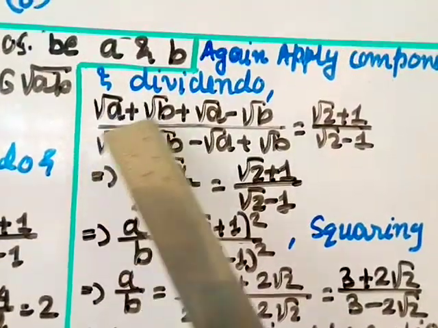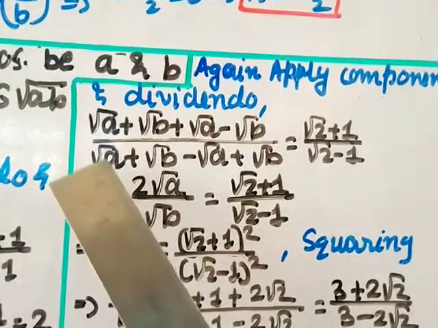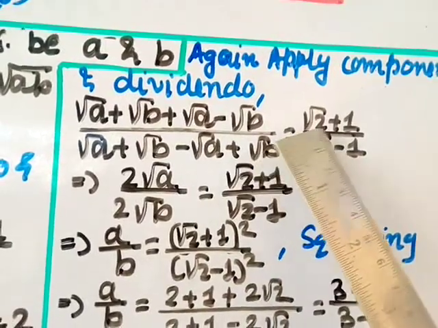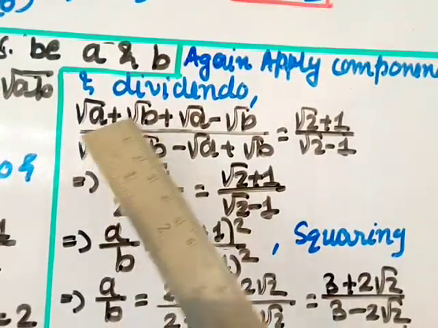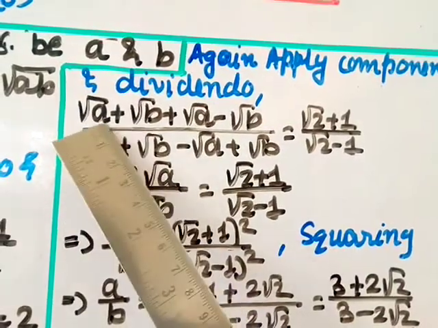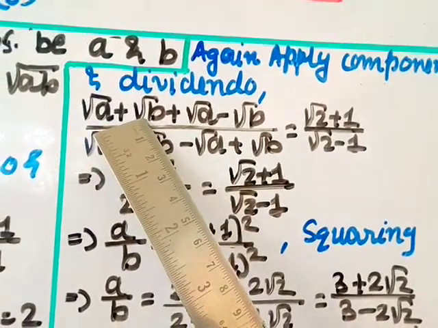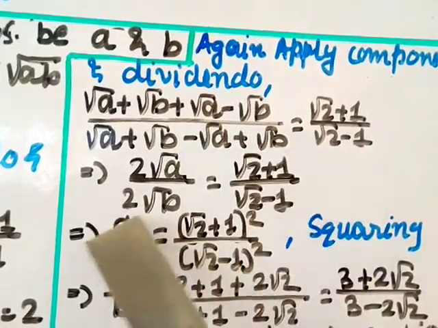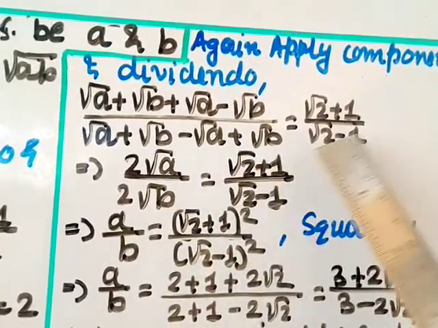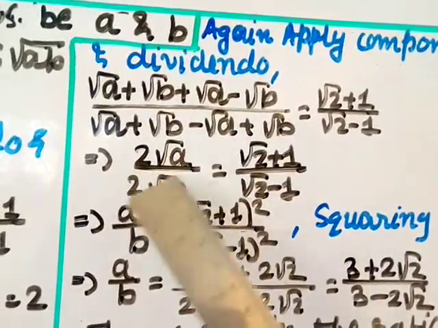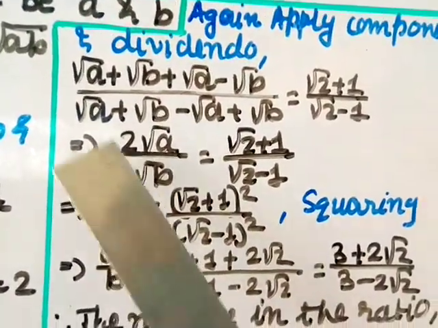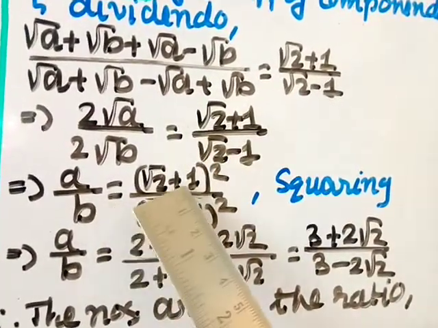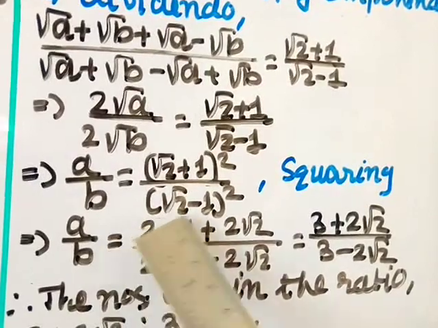So here I write root a plus root b plus root a minus root b, divided by root a plus root b minus root a plus root b, equal to root 2 plus 1 over root 2 minus 1. Root a plus root a is 2 root a, and root b minus root b is 0. In the denominator, root a minus root a cancels, and root b plus root b is 2 root b, equal to root 2 plus 1 divided by root 2 minus 1. 2 cancels, so you get root a by root b. Now square on both sides. When you square, the roots cancel, so a by b equals, squaring here, (root 2 plus 1) whole square divided by (root 2 minus 1) whole square.